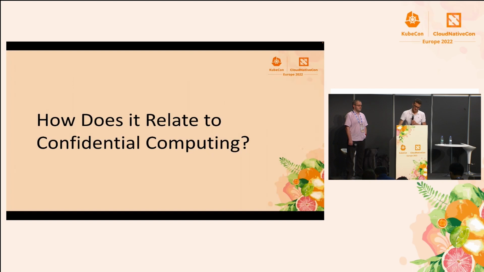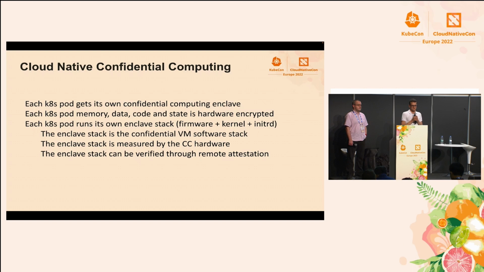So how does that relate to confidential computing? How do confidential containers use the confidential computing hardware, implementation and features? Again, with confidential containers, each Kubernetes pod gets its own confidential computing enclave. What does that mean? First of all, it means that your Kubernetes pod is going to have its memory encrypted through hardware, but not only memory, it will also have its CPU state and hardware state in general encrypted. So the host, the infrastructure owner, your CSP, won't be able to see your Kubernetes pod data and memory, and won't be able to see your CPU registers or your CPU state.